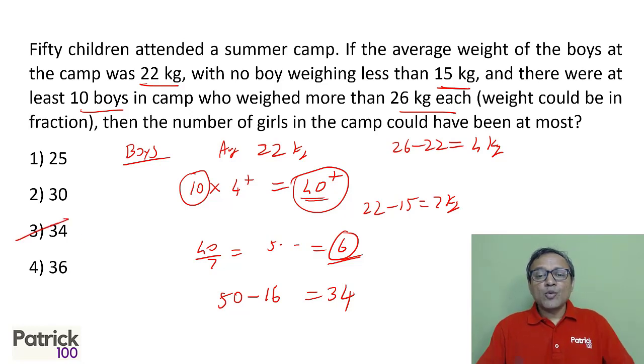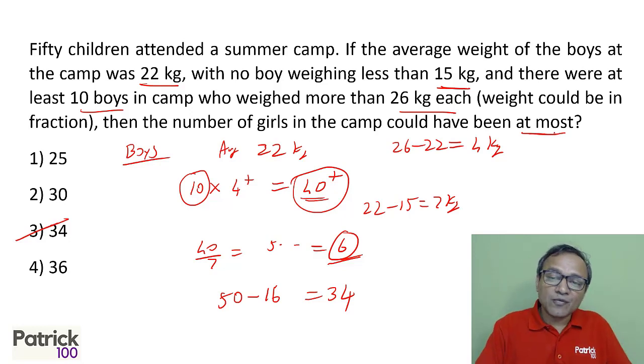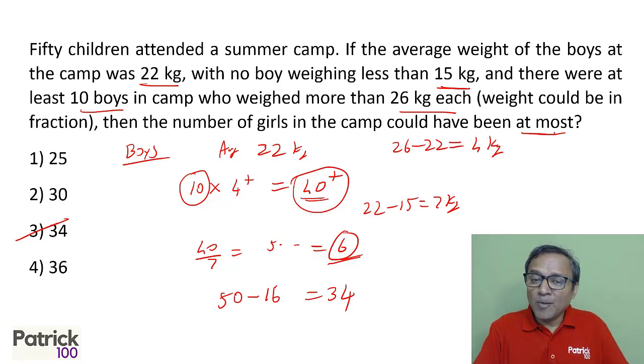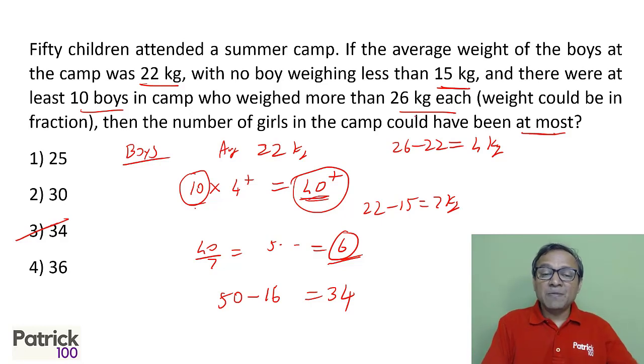Again, I repeat, if I want to maximize the number of girls, at most, that means we are looking at maximizing. We have to minimize the number of boys. So we're looking at how many minimum boys could be possible. We already know that these 10 students are already more than 40 more than the average. They have to be compensated by people less than the average. Therefore, we take the minimum 15 possible. So each student will be 7 kg less than the average.